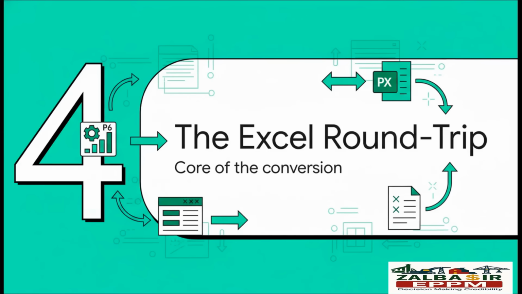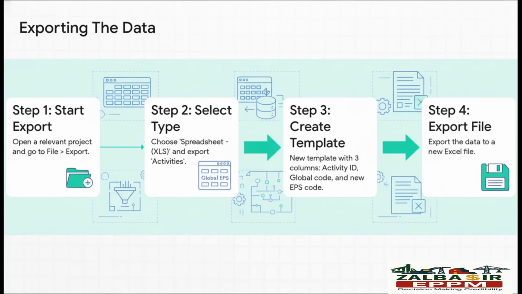All right, this is the main event, the Excel round trip. This is where the magic happens, and we're going to use P6's own tools to do all the heavy lifting for us. No fancy database scripts needed. So first things first, open up a project that's using the global code you want to get rid of. Go to export it as an Excel spreadsheet and make sure you're only exporting activities.